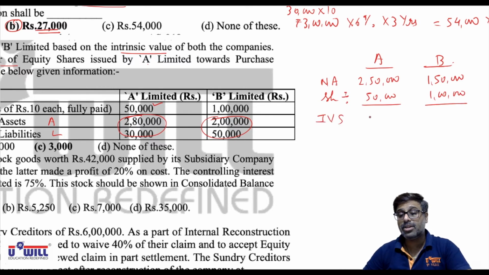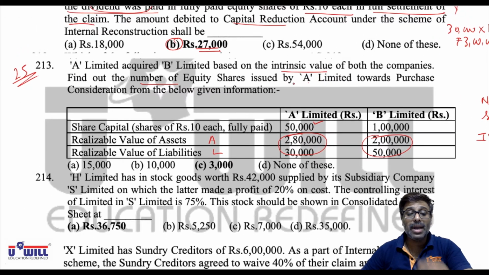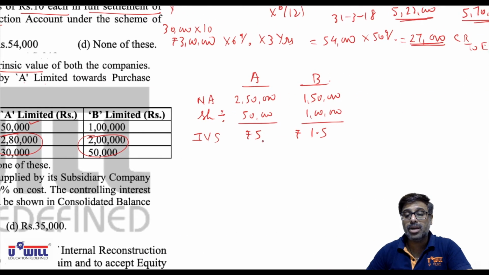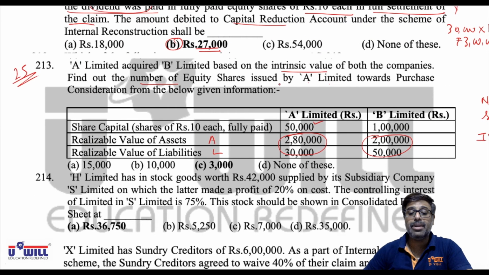2,50,000 divided by 50,000 is 5 rupees. 1,50,000 divided by 1 lakh is 1.5 rupees, the intrinsic value of shares. Now you are asked to find the number of equity shares issued by A Limited. So we'll reverse it. In what ratio will the shares be given? 1.5:5. What shares will be issued by A Limited to B Limited?